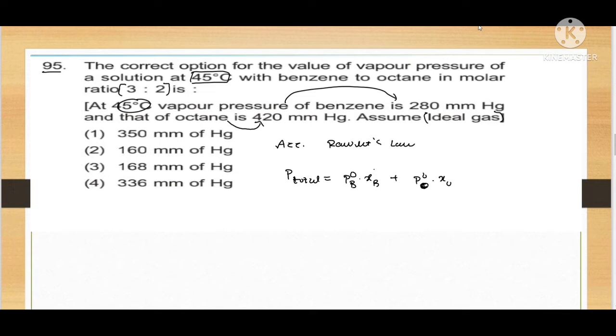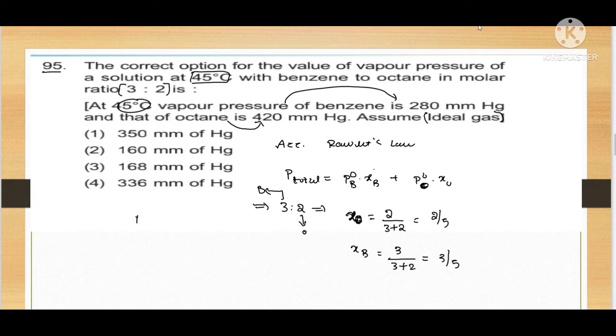Firstly, calculate the mole fraction of octane and mole fraction of benzene. Here they given the ratio 3 is to 2. It means 3 belongs to benzene, 2 belongs to octane. Here, mole fraction of octane is equal to octane, its value is 2 by total 3 plus 2. It becomes 2 by 5. Then mole fraction of benzene equal to 3 by 3 plus 2. It becomes 3 by 5.